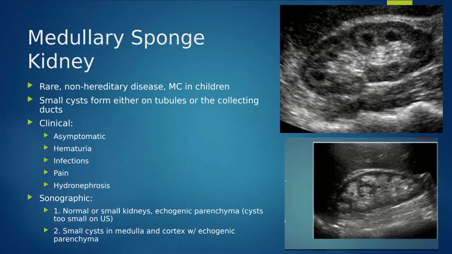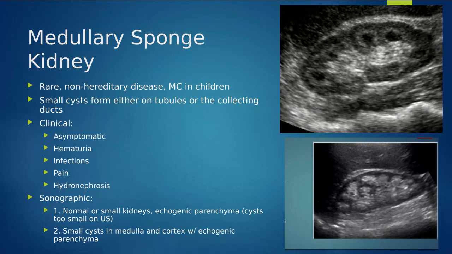Clinically, the patients could be asymptomatic, but they could also have hematuria, pain, hydronephrosis, right? Because if we have a cyst that's blocking our collecting ducts, that's going to cause an overall blockage as well. And then the patients are going to be at an increased risk of infections because we don't have a kidney that is fully functioning to capacity.